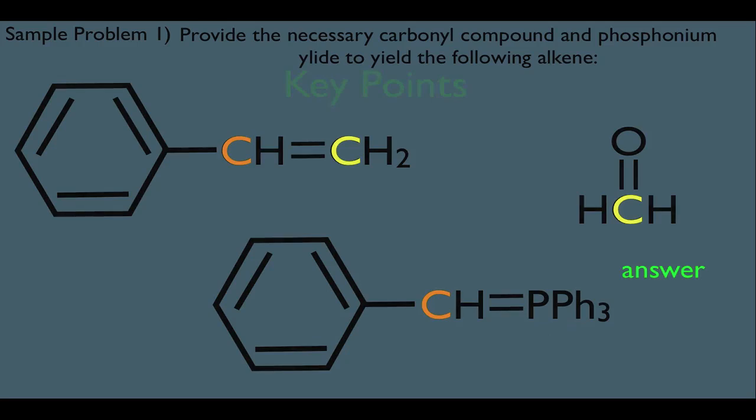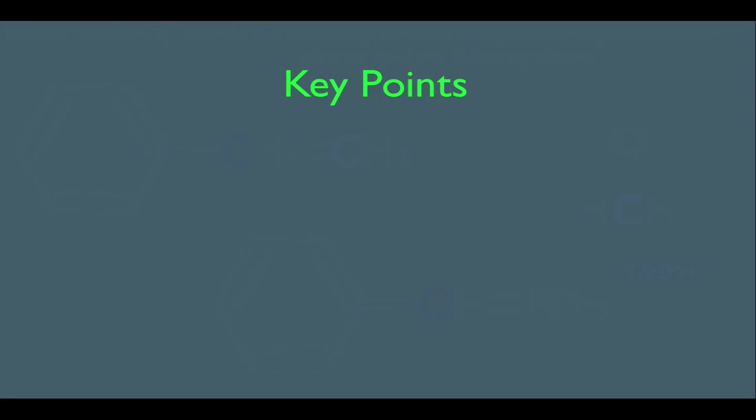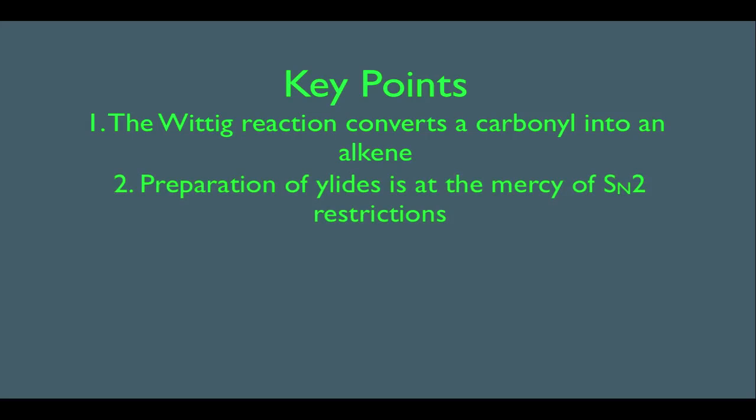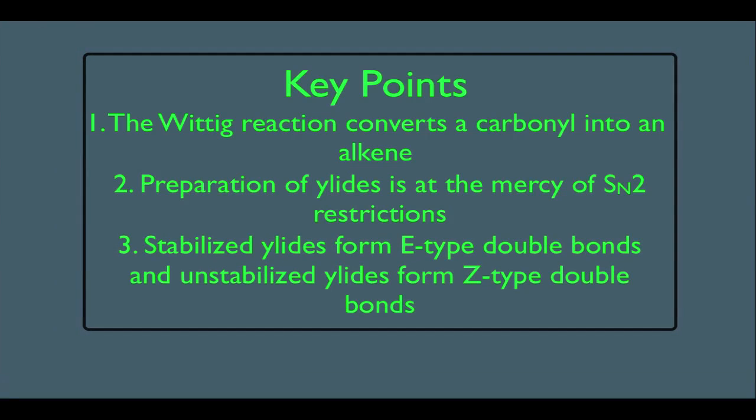So, what have we learned here? What are our key points? Well, number one, the Wittig reaction again converts a carbonyl into an alkene. And two, remember, preparation of ylides is at the mercy of SN2 restrictions. And third key point here, stabilized ylides, remember, form E-type double bonds, and unstabilized ylides form Z-type double bonds.